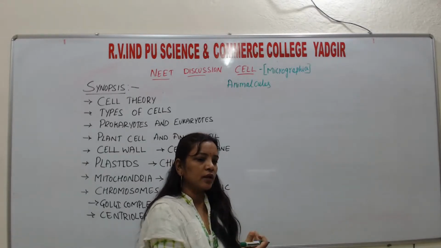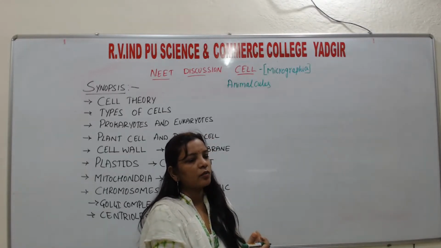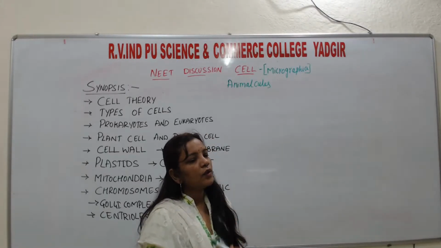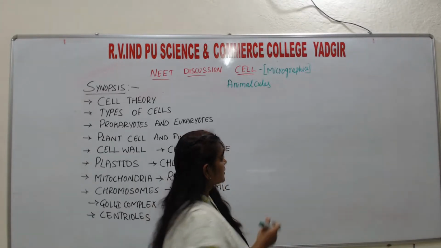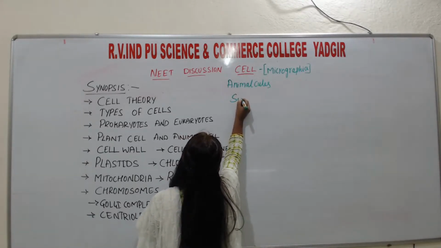And one more scientist, the father of modern cytology. He is old. We are going to consider Robert Hooke as the old one. So who is the father of modern cytology? That is Swanson. You should know all these things.